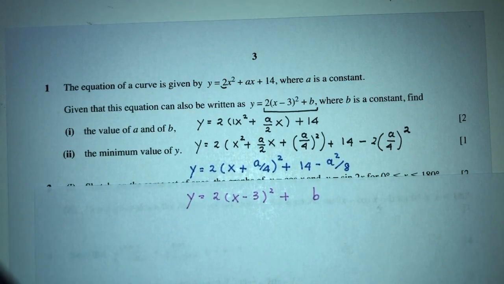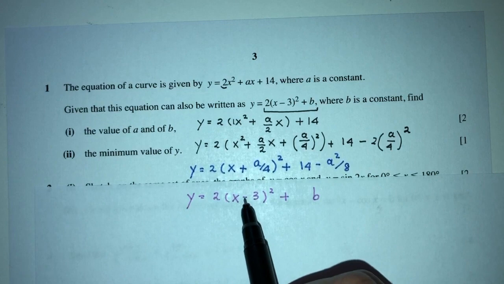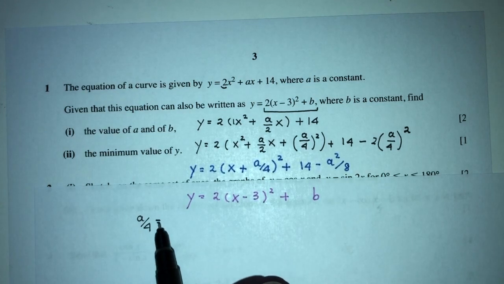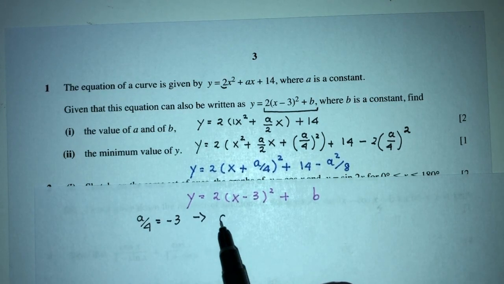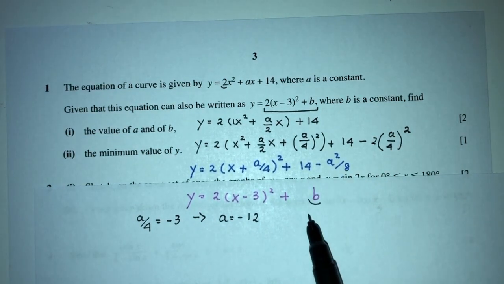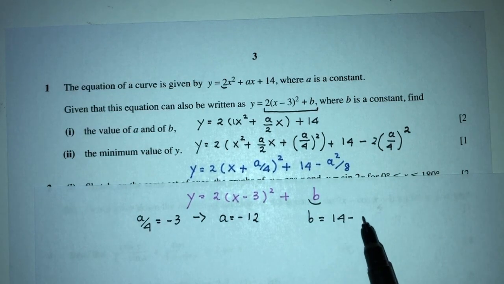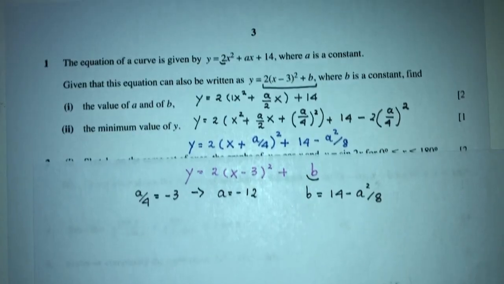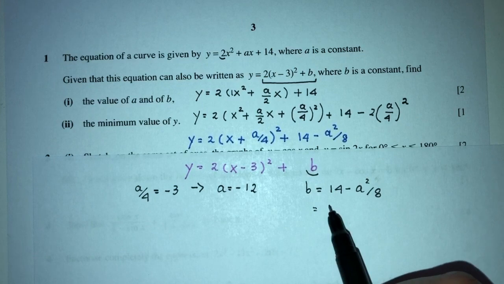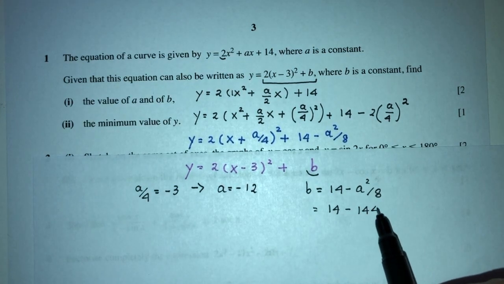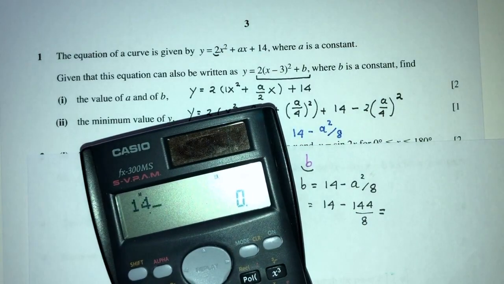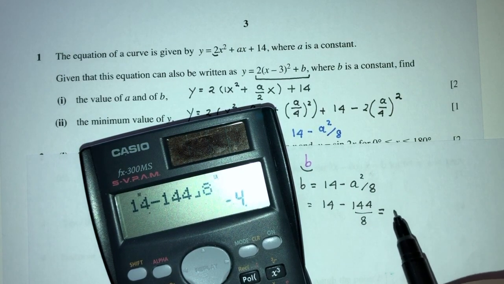So first thing first, here we have plus, here we have minus. So here we have a, so this and this are the same, so a over 4 is supposed to be minus 3. So which means a has to be minus 12. Next one, here we have plus b is equal to this, so b is equal to 14 minus a squared over 8. Now, because we know the value of a already, we can just replace and find the corresponding values. That will be 14 minus 144 over 8. So let's see what you will get. 14 minus 144 over 8, that should give you minus 4.